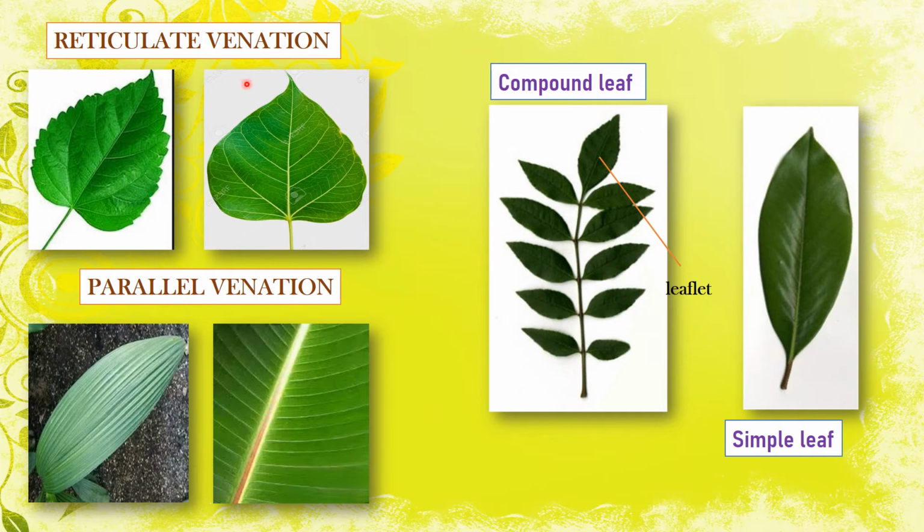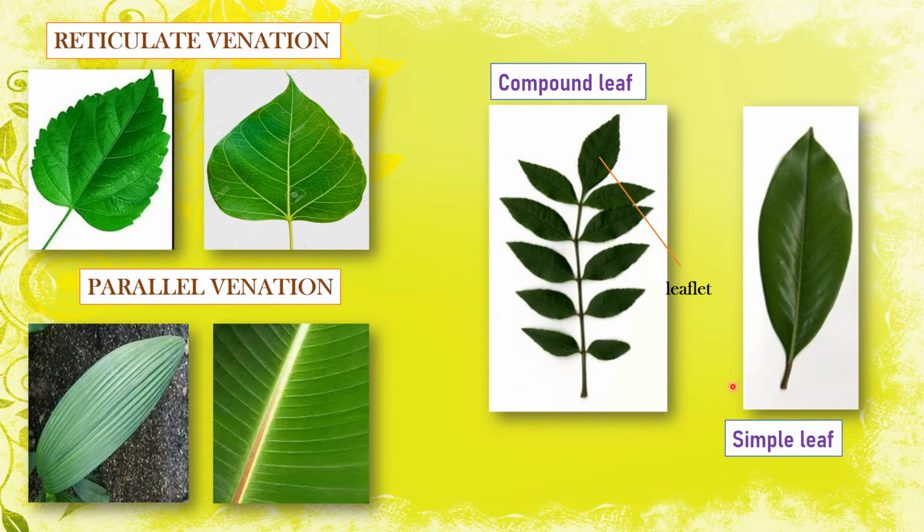Leaf venation is of two types, reticulate venation and parallel venation. In reticulate venation, veins in the leaf lamina divide repeatedly forming a network. This type of venation is seen in peepal leaf and China rose leaf. In parallel venation, the veins run parallel to each other from the base to the tip. Leaves of maize, banana and grass show parallel venation.